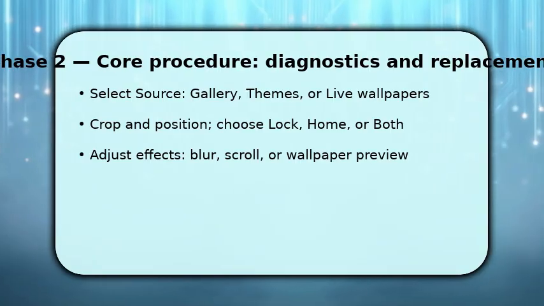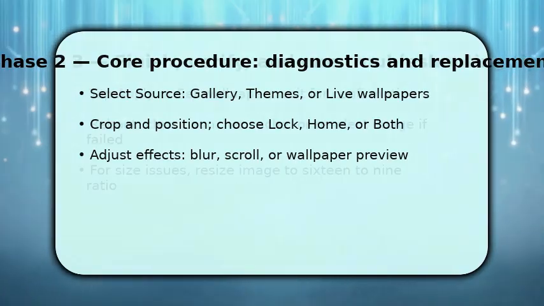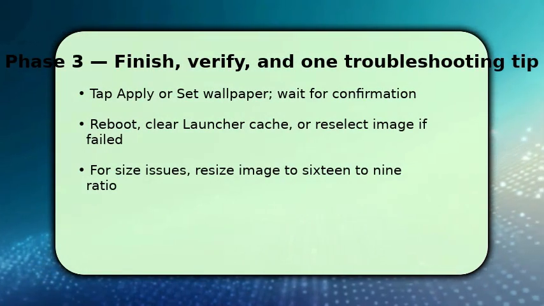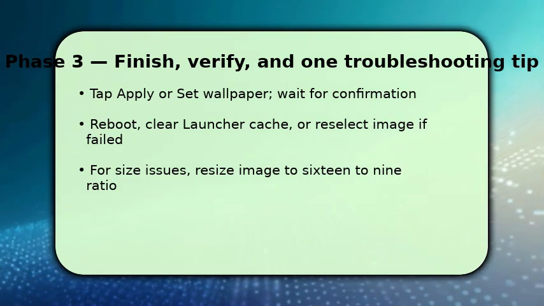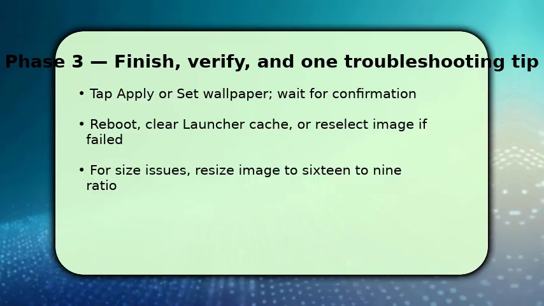Tap Apply or Set Wallpaper and wait for the confirmation message. The phone applies changes to the chosen screens. If the wallpaper doesn't show, reboot the phone first. This fixes most transient glitches.